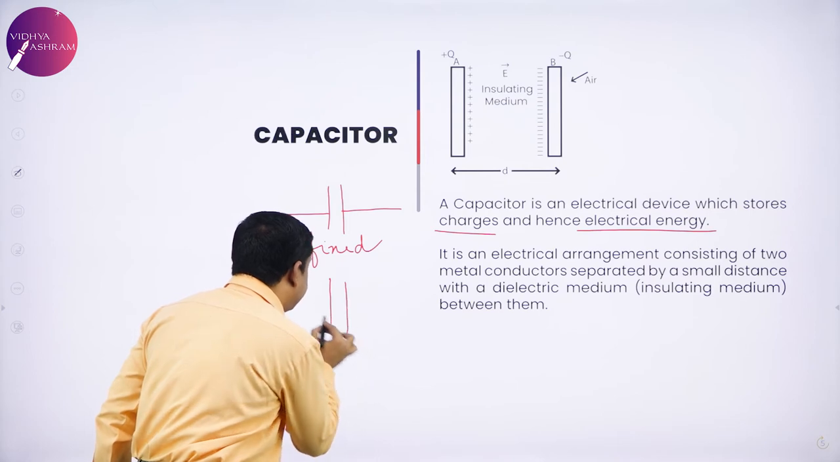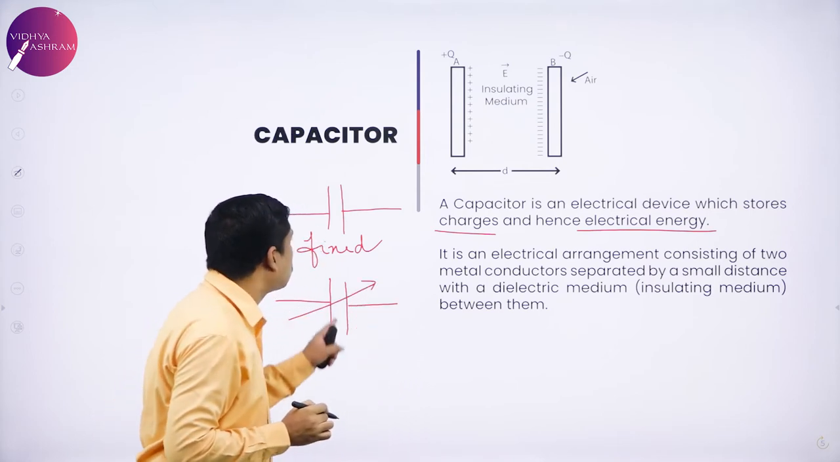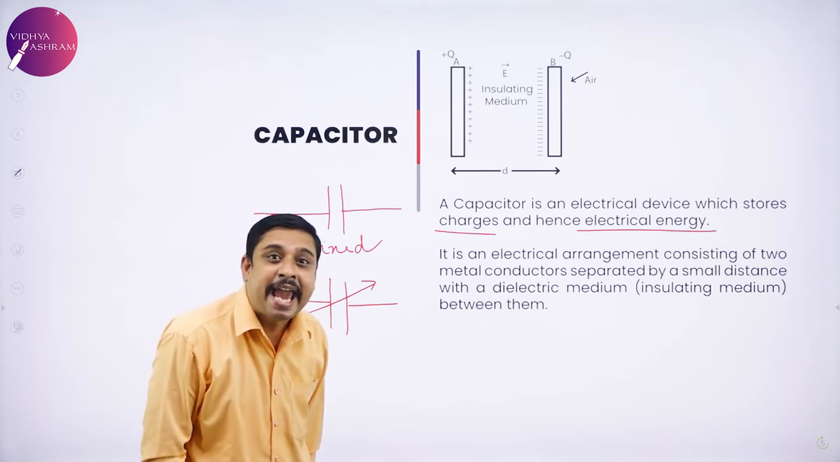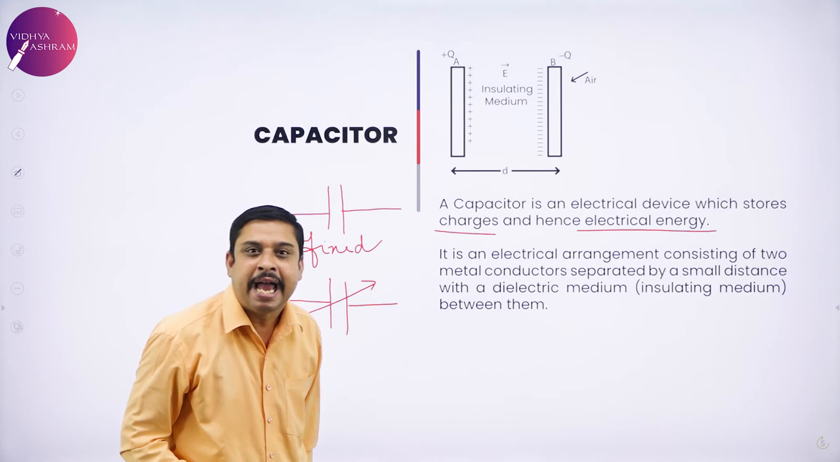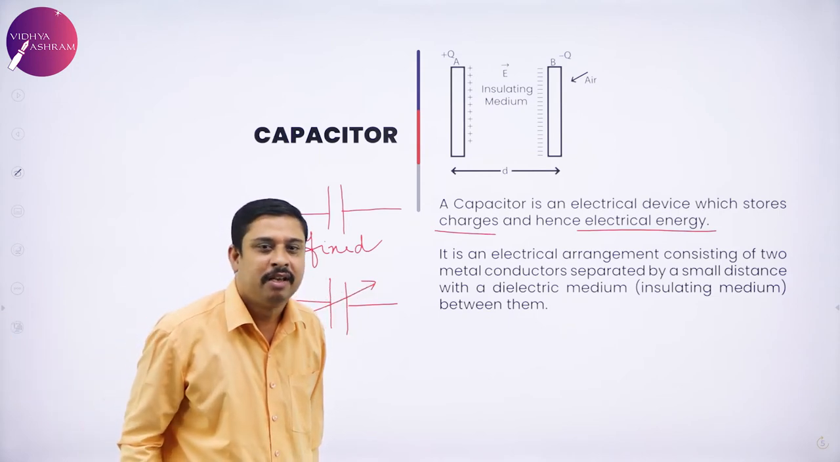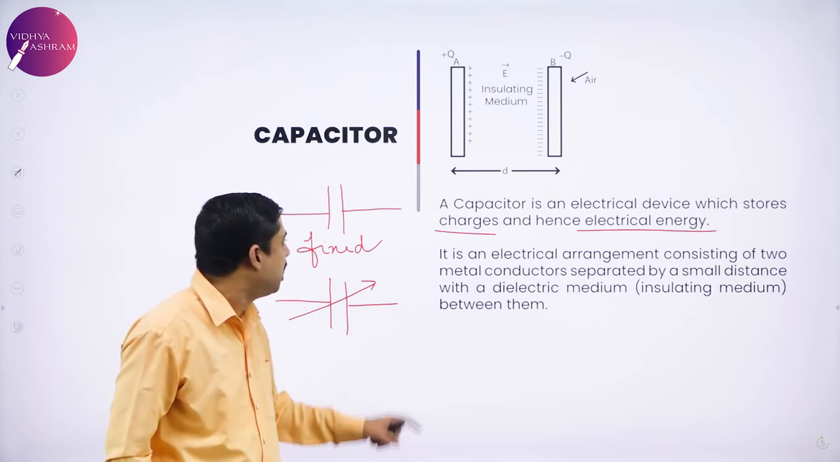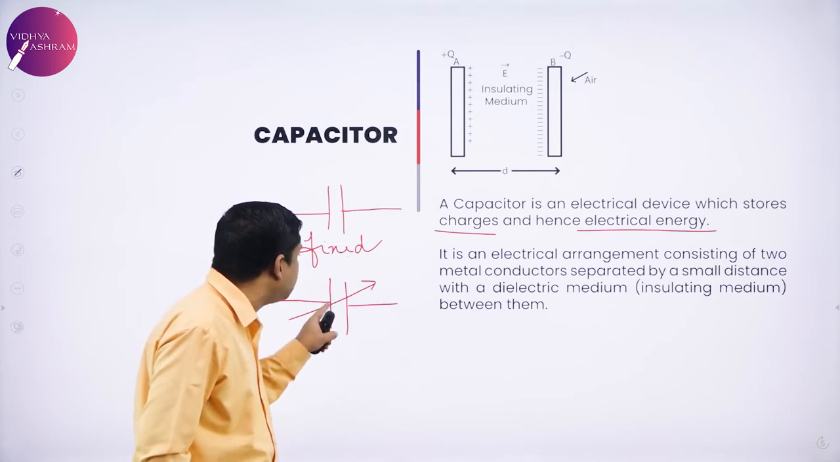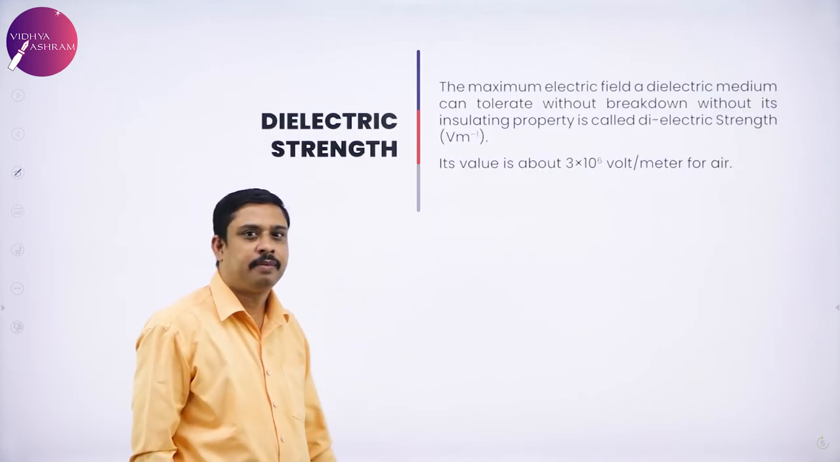But a symbol like this with an arrow is called a variable capacitor. Certain experiments may require a range of capacitance, so I use a variable capacitor. So this is a fixed capacitor, and this is a variable capacitor.